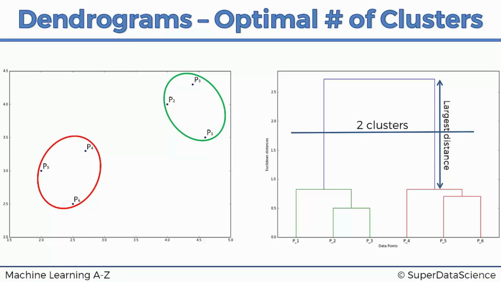You can still look at this whole problem using a similar approach to k-means, where you use the elbow method, so you could use something like that. But in hierarchical clustering, we're going to focus on this approach with the largest distance.